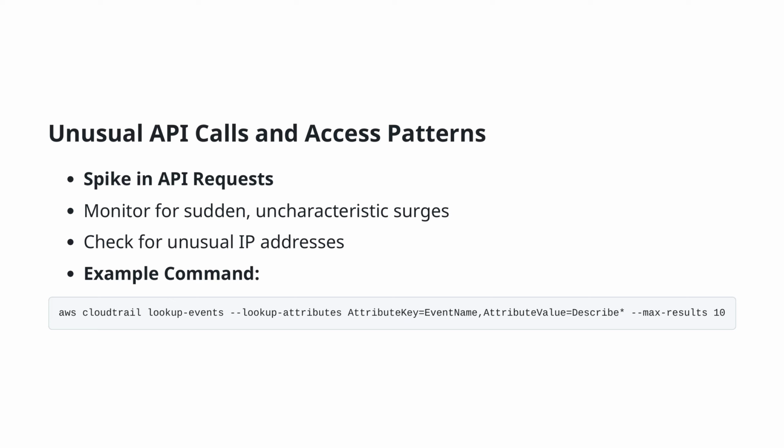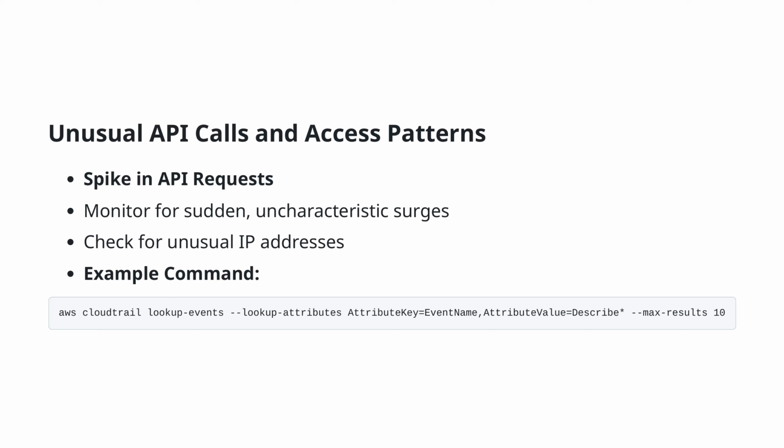In this slide, we focus on unusual API calls and access patterns, specifically looking for spikes in API requests. It's important to monitor for sudden, uncharacteristic surges in API activity, which could indicate unauthorized access or potential security breaches. You should also check for requests coming from unusual IP addresses, as they may signal suspicious activity.